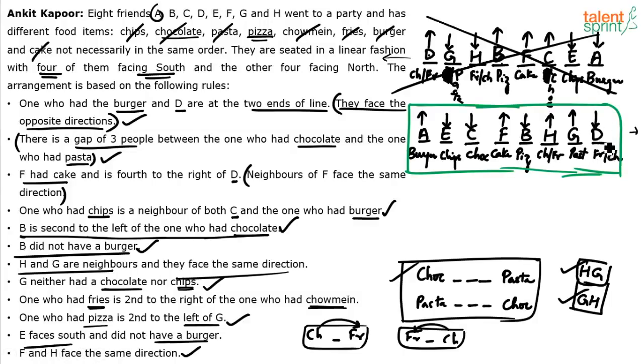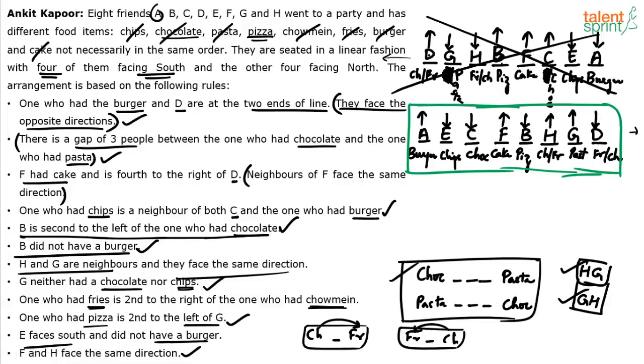Likewise, if I take chowmein for D, since D is facing south, right of chowmein will be this side. Second to the right of chowmein, fries for H also is correct. So I think we will not be able to decide between chowmein and fries. Both chowmein and fries are not fixed properly. You cannot fix it properly because both are possible. Chowmein can go for H, fries can come for D, or chowmein can go for D and fries can come for H.